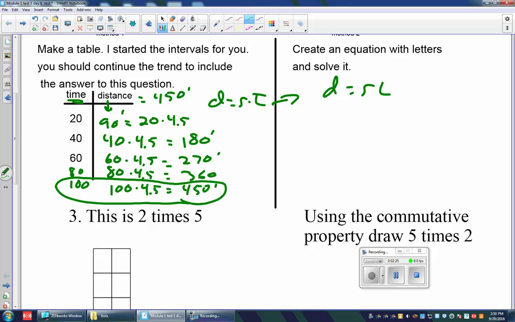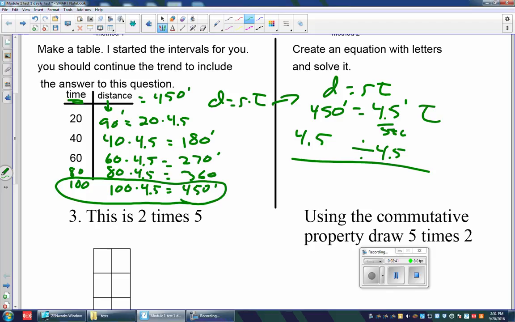Distance equals rate times time. The distance is 450 feet. The rate is 4.5 feet per second. And then time is what we want to know. We divide both sides by 4.5, and we're left with seconds. So it's 100 seconds equals the time.